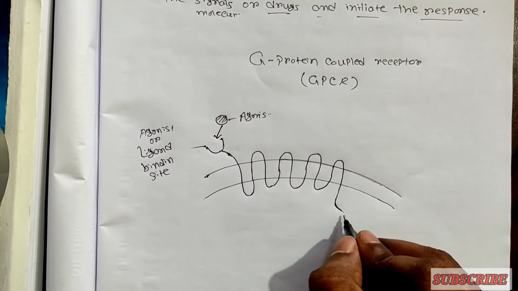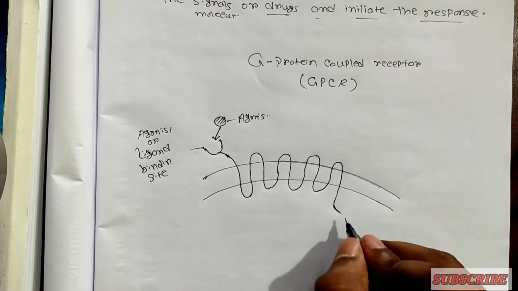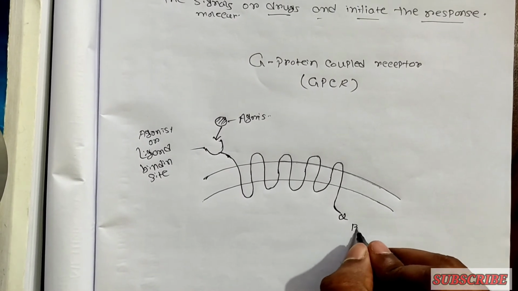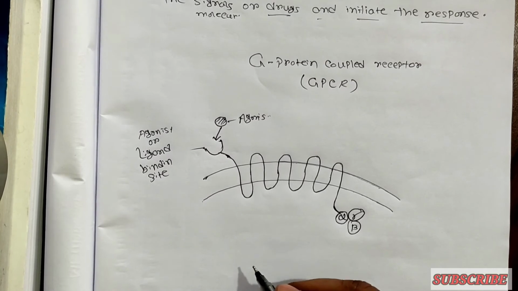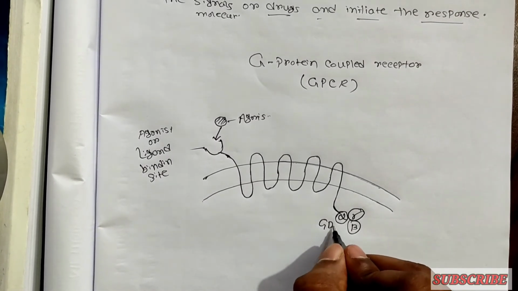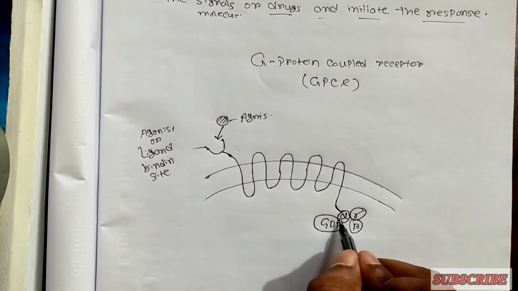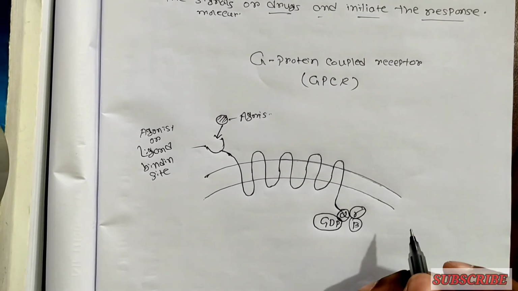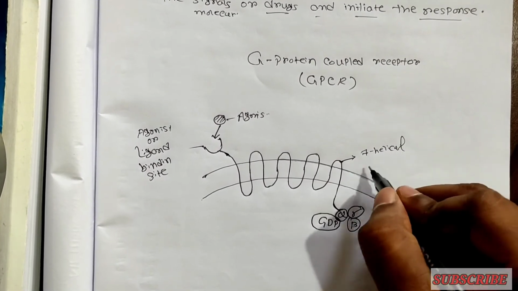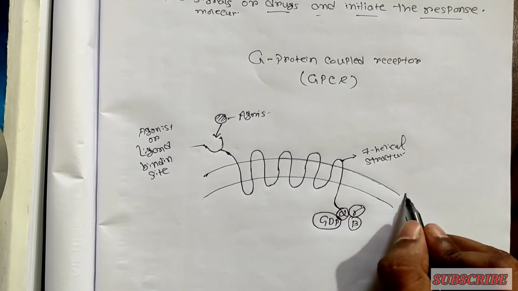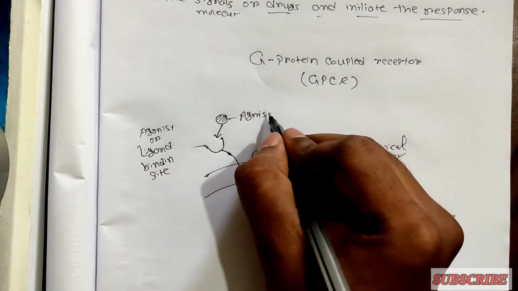On the other hand, the inner arm contains 3 protein subunits. So remember, it contains 3 protein subunits, that is alpha, beta, and gamma. The alpha protein is attached with GDP, guanosine diphosphate, in its inactivated state. Okay, so 7 helical structure, plasma membrane.